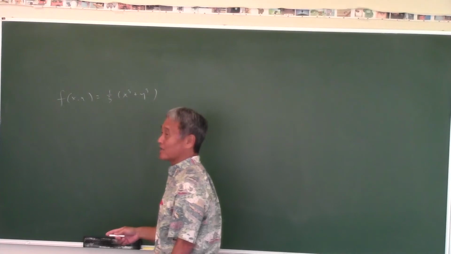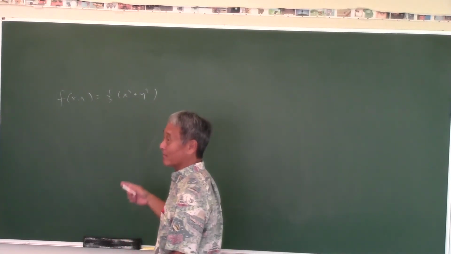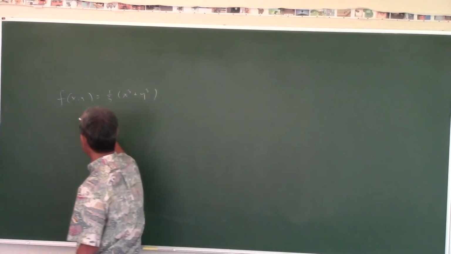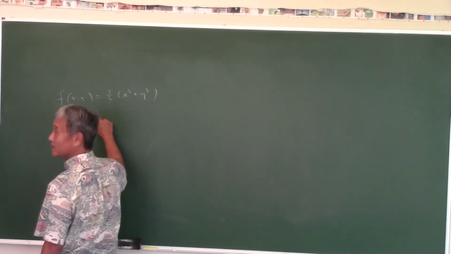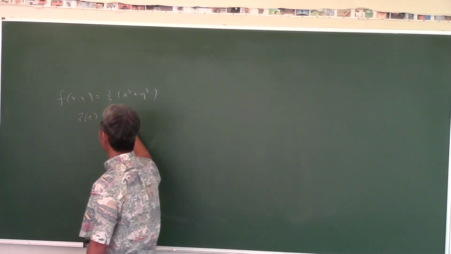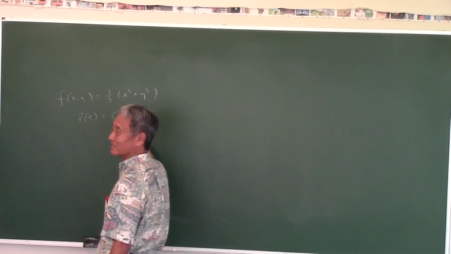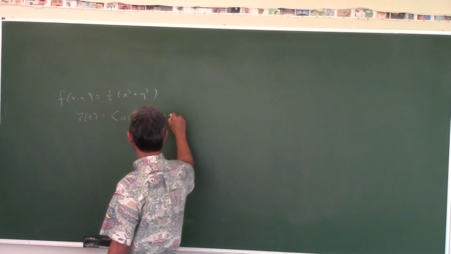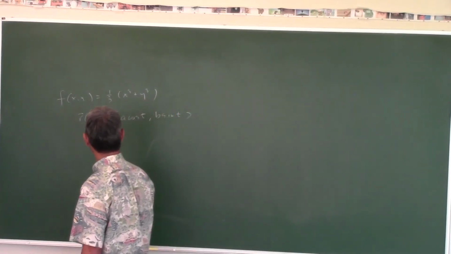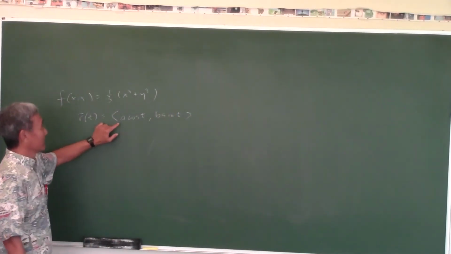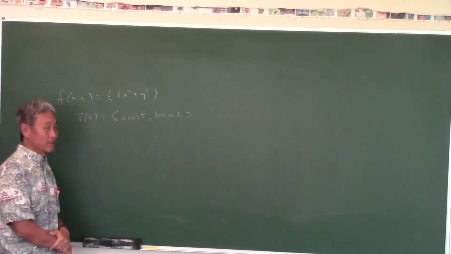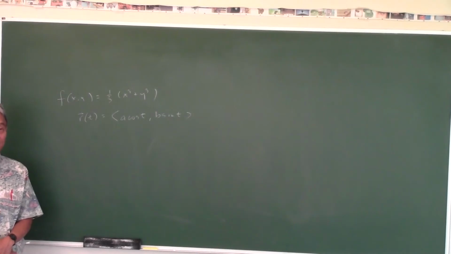Okay, find the rate of change. That means compute the derivative of this function with respect to t along this curve, r of t equals, I'm going to write it in this form, a cosine t, b sine t. By the way, what is this curve right here? This is parametric, remember? A cosine t, b sine t. What is that?